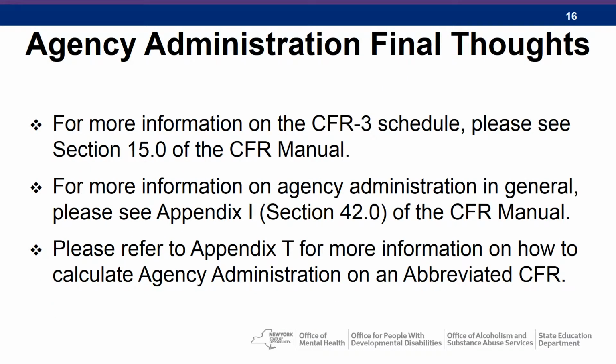For more information on the CFR 3 schedule, please see Section 15.0 of the CFR manual. For more information on agency administration in general, please see Appendix I, which is Section 42.0 of the CFR manual. And finally, please refer to Appendix T for more information on how to calculate agency administration on an abbreviated CFR.